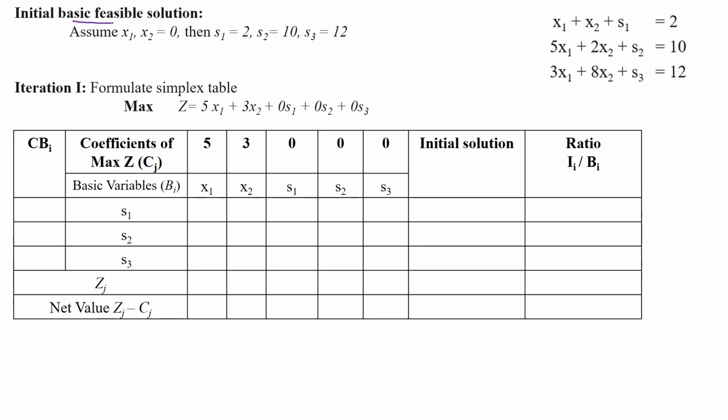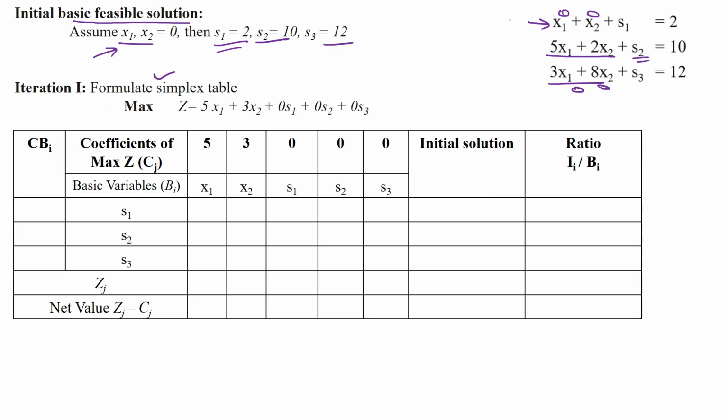Initially we are assuming some values to find a feasible solution. So for that, x1 and x2 are initialized with 0. When you assume this, then substitute the values for x1, x2 in these three constraints. When you substitute here, s1 will become 2. And here, substituting zeros, s2 becomes 10, right? Then here, substituting zeros, s3 becomes 12. Then we are constructing the simplex table.